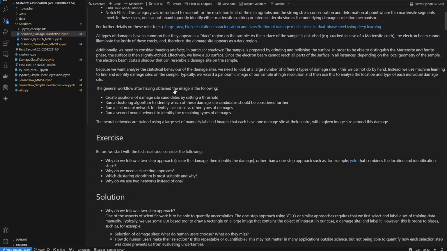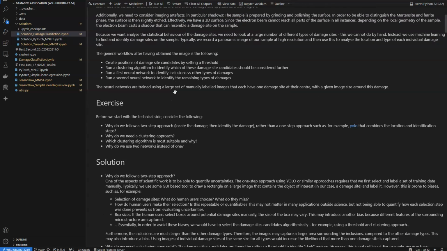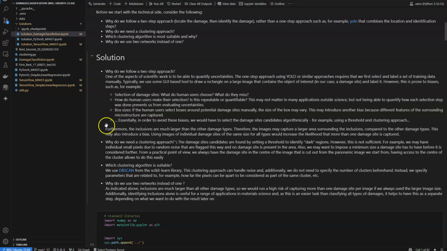So before we start to get on with the technical side, consider the following. Why do we do this 2-step approach? For example, there are other methods like YOLO that combine the location and identification. Why do we need the clustering approach? Which clustering algorithm would you use? And why do we use 2 networks instead of just 1?